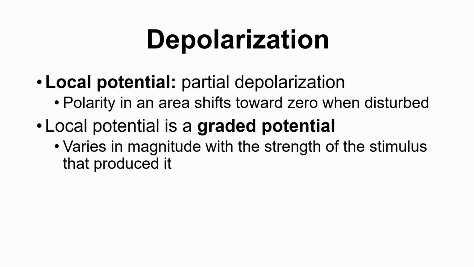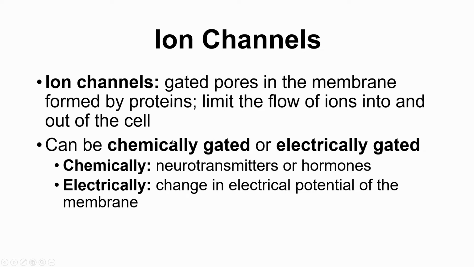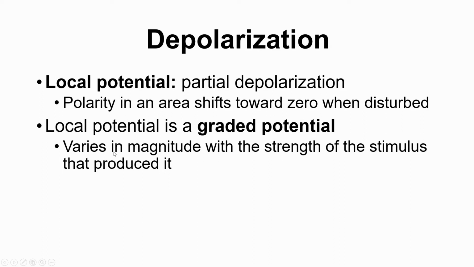In the case of a local potential, we're only having a slight depolarization. So usually just a couple of millivolts more positive, so shifting towards zero. And this is usually triggered by either, actually, from our previous slide, either neurotransmitters or other electrical charges opening a couple of our sodium ion channels.